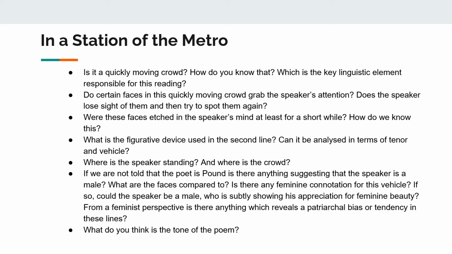What are the phases of these special people in the crowd compared to? Is there any feminine connotation for this vehicle? If so, could the speaker be a male who is subtly showing his appreciation for feminine beauty? From a feminist perspective, is there anything which reveals a patriarchal bias or tendency in these lines? What do you think is the tone of the poem?